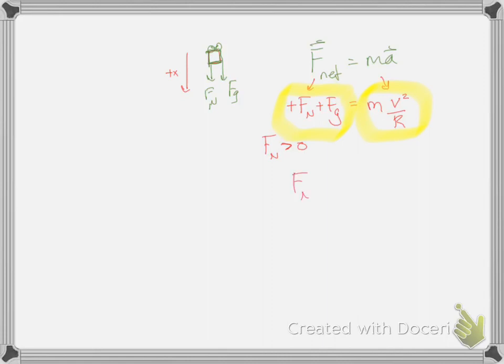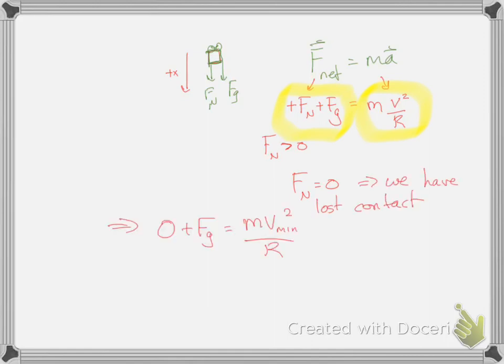So as soon as v gets small enough that Fn equals 0, we have lost contact. Therefore, we can plug in Fn equals 0 and say that's the minimum velocity. We have to be going faster than that in order to remain in contact. So we can just solve for v minimum. And we never plugged in for Fg, so v minimum is equal to the square root of Rg.